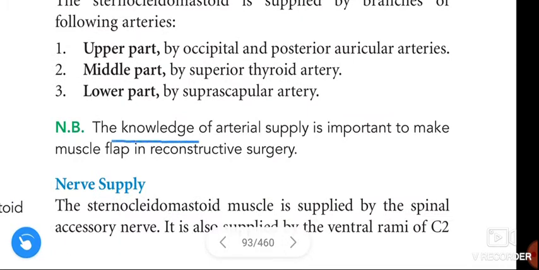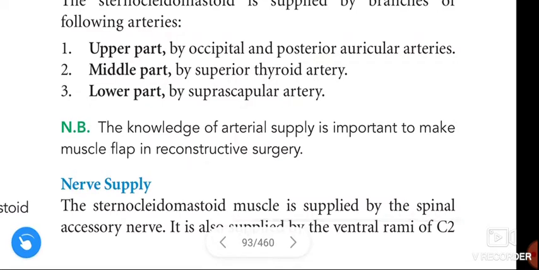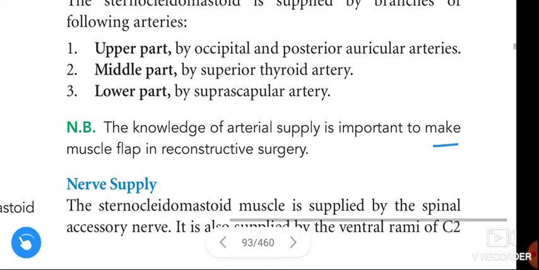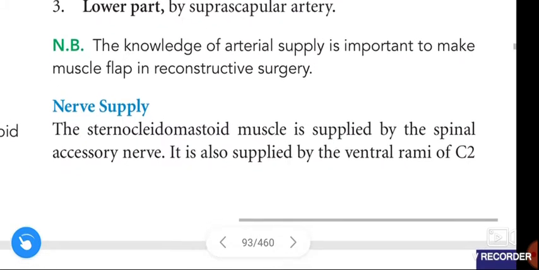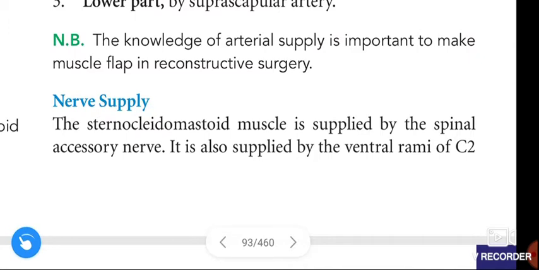The knowledge of the arterial supply is important to make muscle flaps in reconstructive surgery. Next, nerve supply. The sternocleidomastoid muscle is supplied by the spinal accessory nerve.